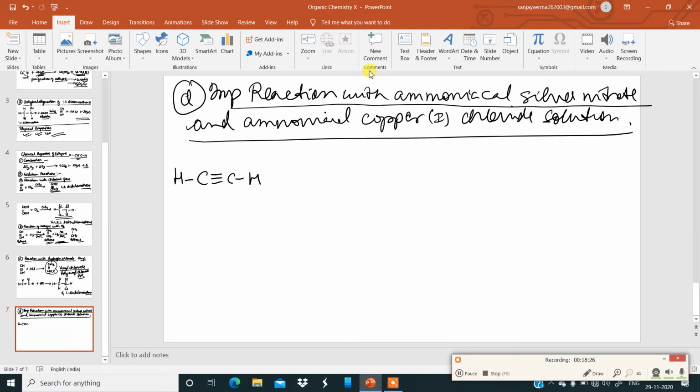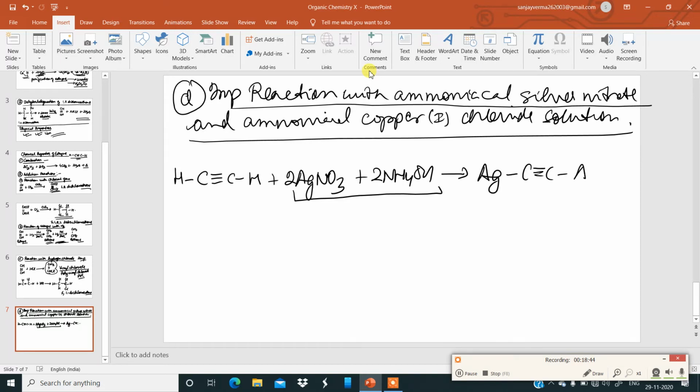Okay, now over here the first reaction, if I take ethyne, and react this ethyne with ammoniacal silver nitrate in ammonium hydroxide. This one is ammoniacal silver nitrate. Okay, so the reaction happens: Ag, C, Ag. This is what? This is silver acetylide. Silver acetylide. And this silver acetylide, it is a white precipitate test.